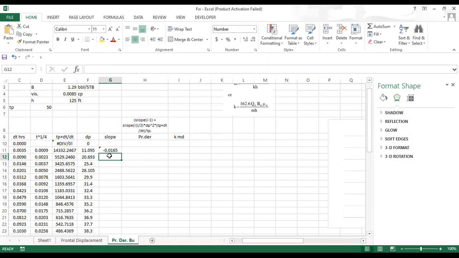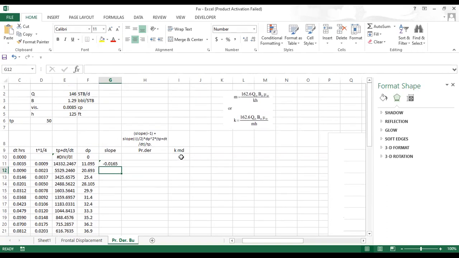Right now, we have the value of slope to be 0.0165. From this, I'm going to estimate permeability. And this is the formula I have: 162.6 minus Q naught, B naught, mu naught, M, that is this value, into thickness. So I have reservoir data over here, and based on this, I'm going to estimate the value of permeability.